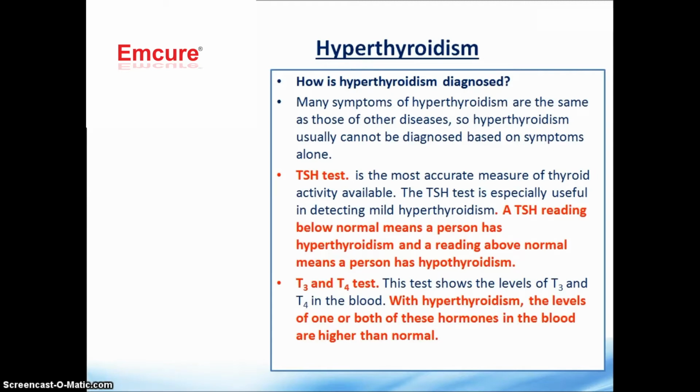When we use the term hyperthyroidism, this test shows the levels of T3, T4 in blood. So with hyperthyroidism, the levels of one or both of the hormones in the blood are higher than normal. So T3, T4 levels are high in hyperthyroidism and TSH is low. Opposite is the case with hypothyroidism. I am re-emphasizing, I am trying to explain to you why this is happening.